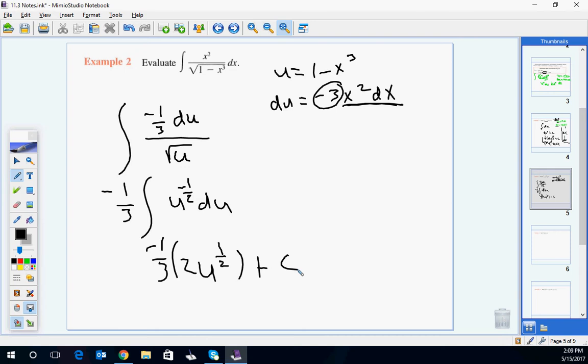Yep, and then you'd be done after you put the u back in. So that's what we have. We have negative 2/3 (1 minus x cubed) to the 1/2 plus c.